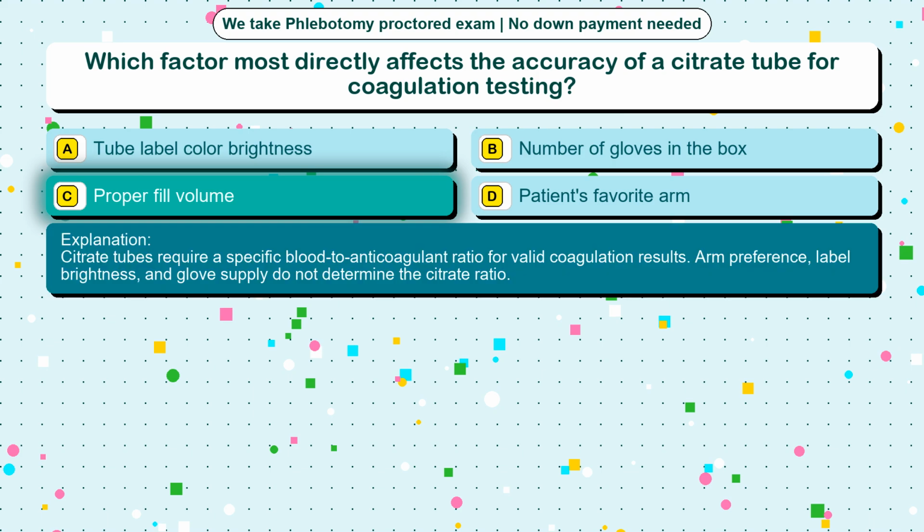Citrate tubes require a specific blood-to-anticoagulant ratio for valid coagulation results. Arm preference, label brightness, and glove supply do not determine the citrate ratio.